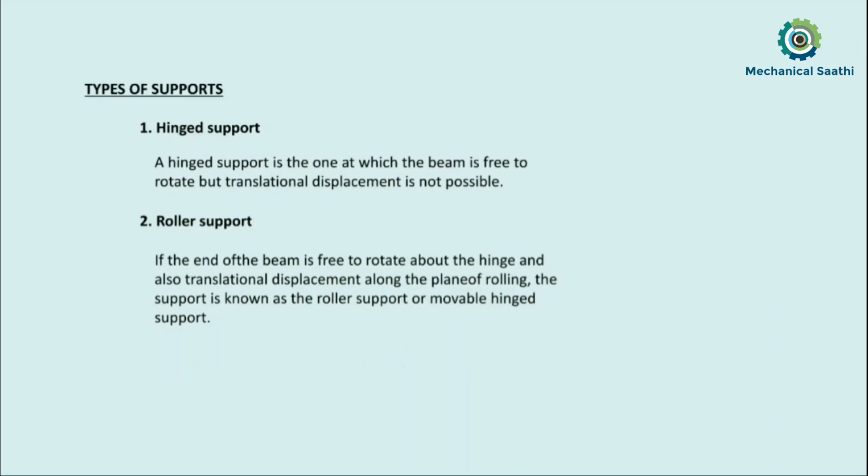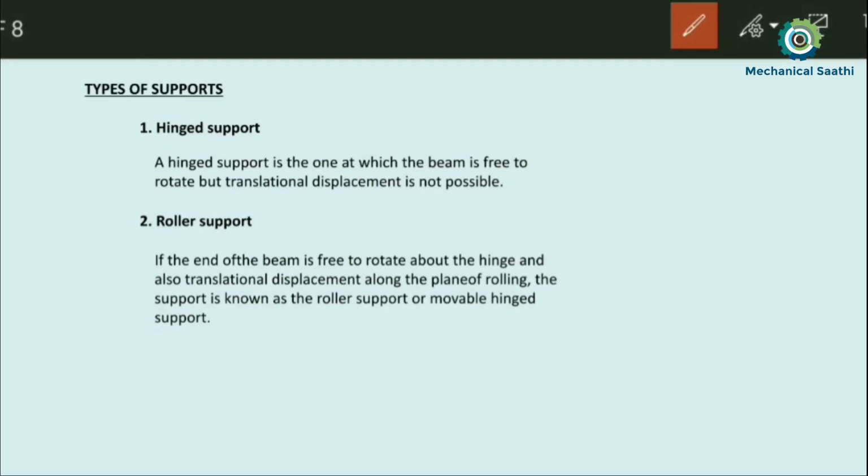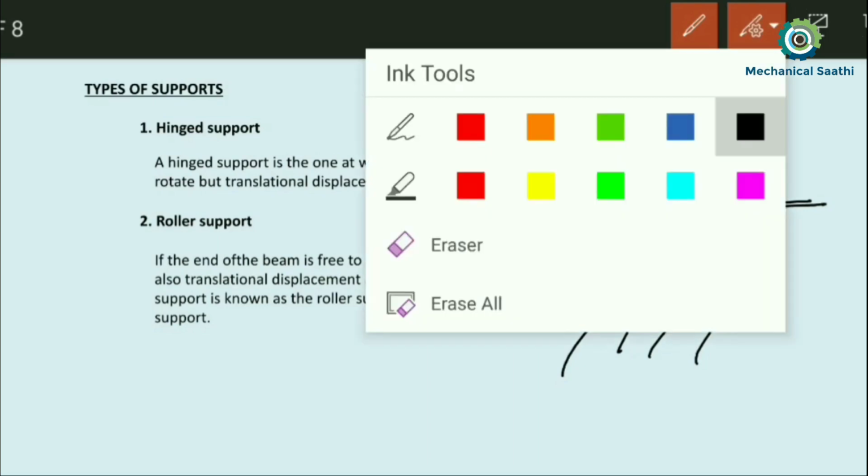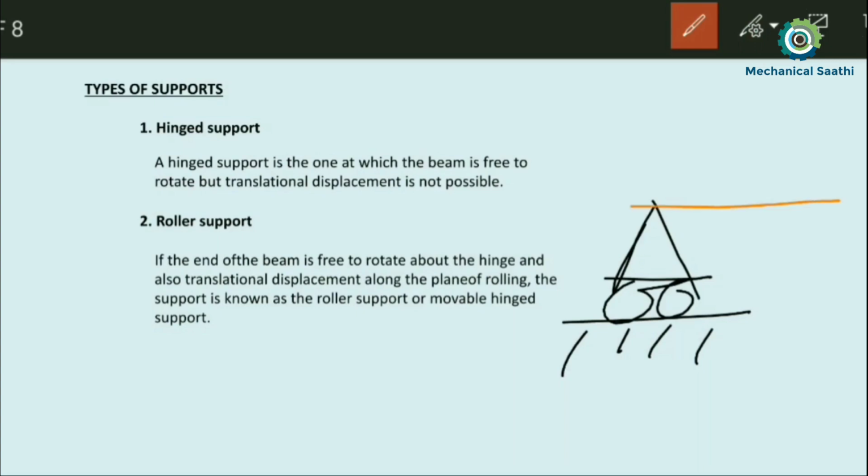Before a real life example, let us show the reactions which may be found in the case of a roller support. Roller supports are basically represented like this. This is the roller support, and this is any structural member, which I am showing in a different color, connected over here. If we connect this one with this, then rotation can be possible.